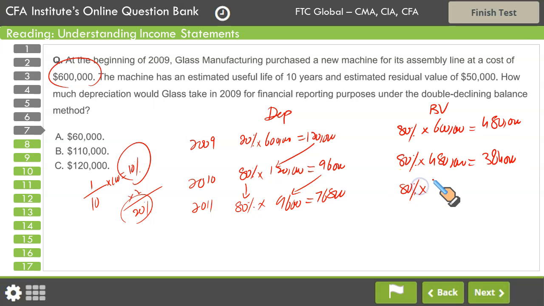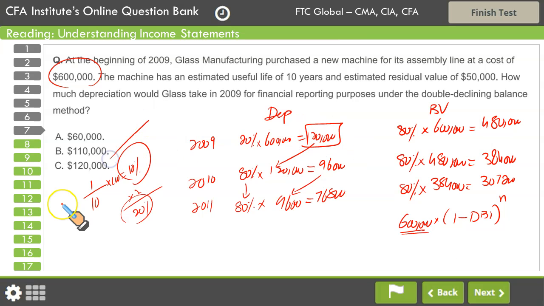There's a further shortcut that will help you calculate book value straight away, $307,200. You can calculate book value by simply multiplying your original historical cost with 1 minus the double declining percentage raised to the power of whichever year you're talking about. If it's the third year, put n equals 3, 1 minus the percentage, multiply this with 600,000 and you will get your book value at the end of that particular year. So right now we just needed the first year depreciation, that's C.